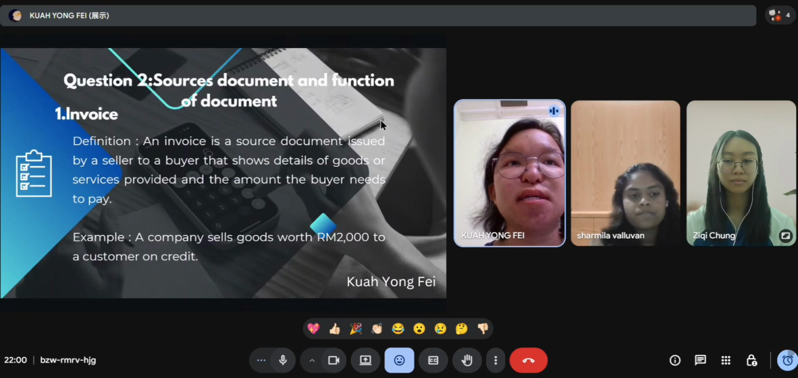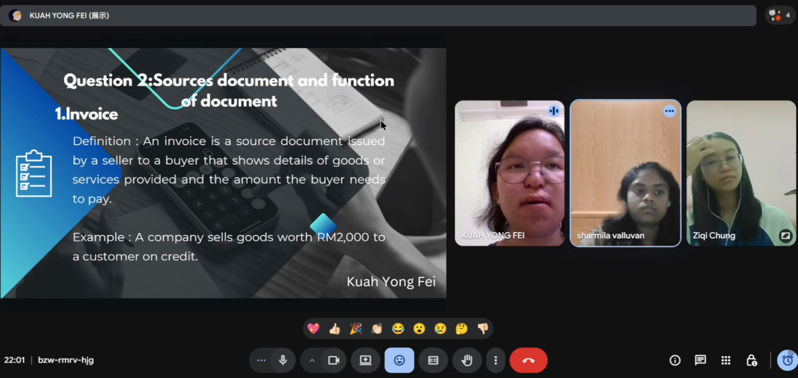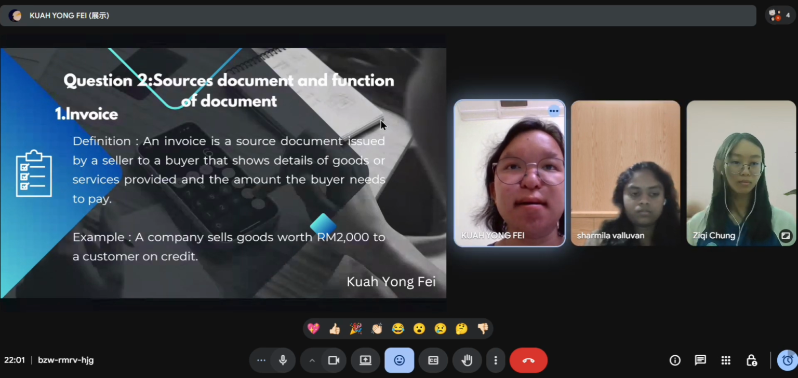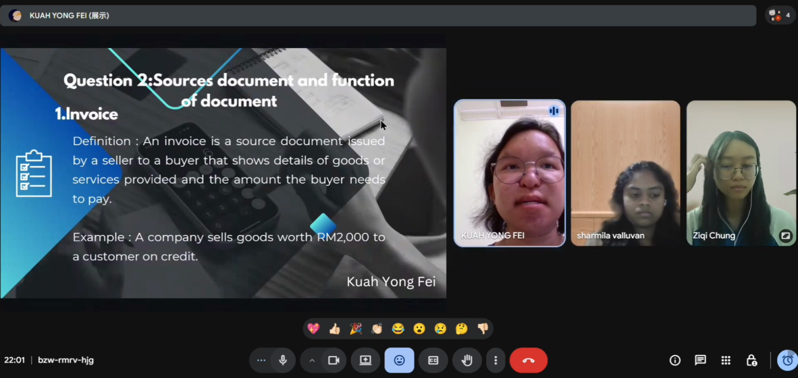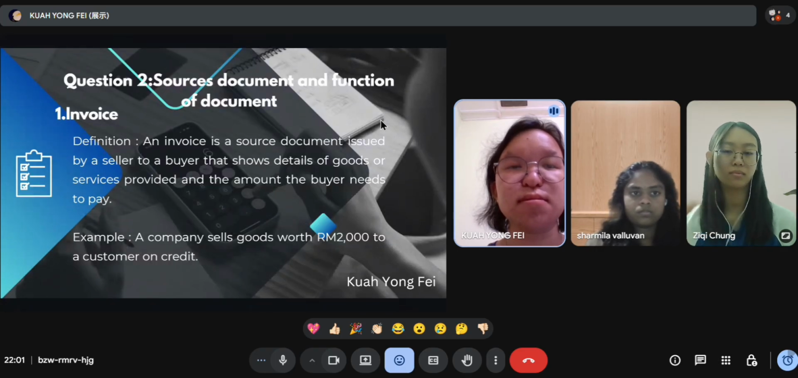The first one is the invoice. The definition of an invoice is a source document issued by a seller to a buyer that shows details of goods or services provided and the amount the buyer needs to pay. For example, a company sells goods worth 2,000 to a customer on credit.